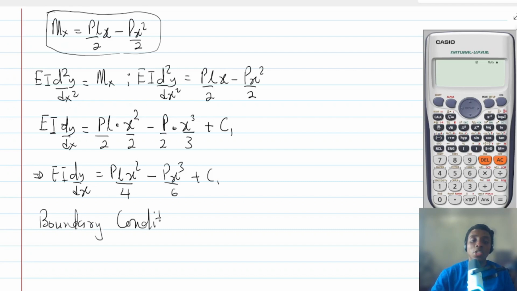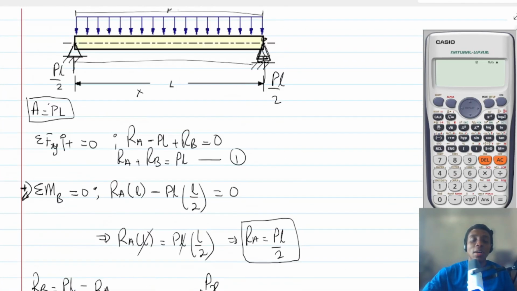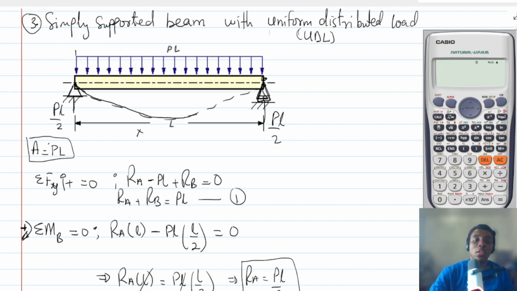So I need a boundary condition. I'll go back to the equation on this side, then go back to the diagram and ask myself, what is happening? Now this is actually a simply supported beam, so we expect that the deflection will be of this form. Is that right?